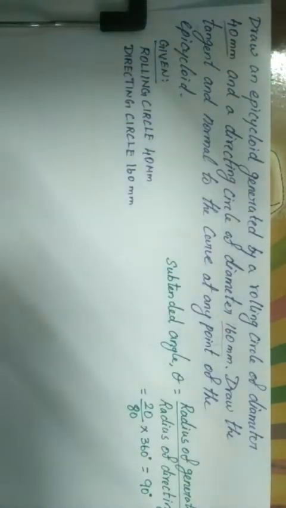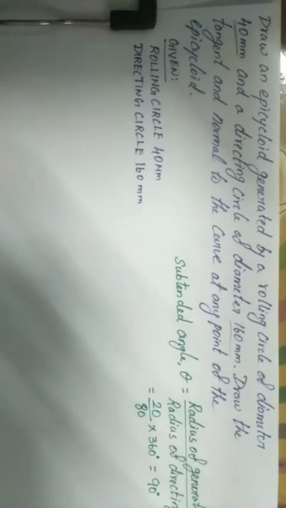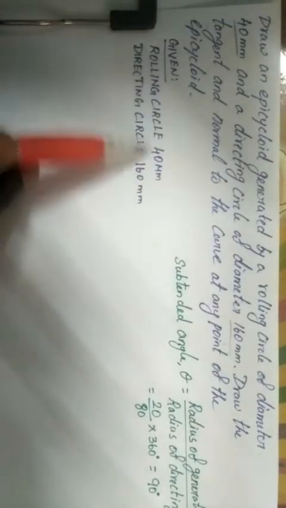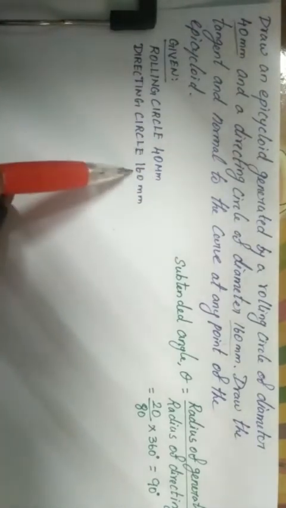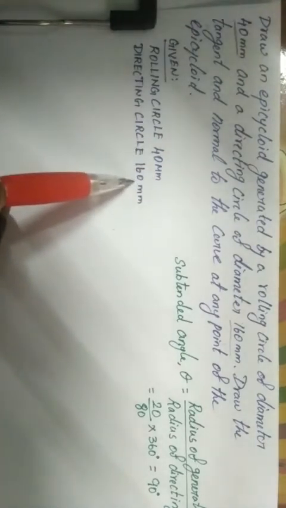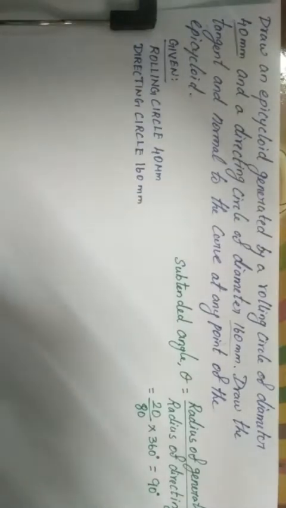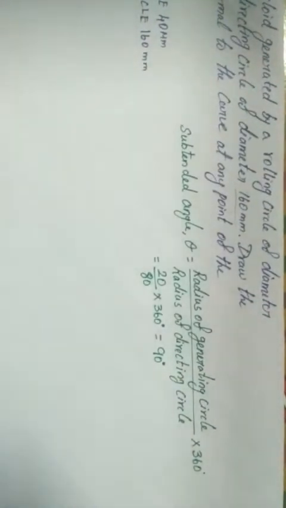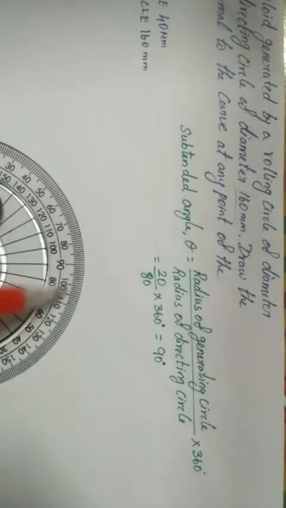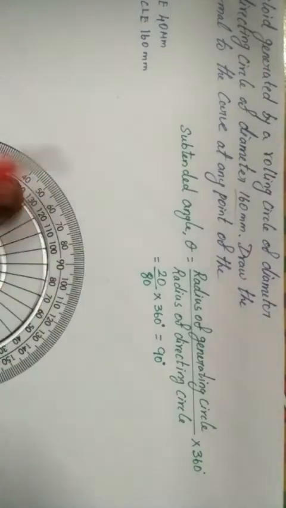Okay. So first we have to write the given data. The data available in the question is rolling circle diameter, which is 40 mm, and directing circle diameter, which is 160 mm. After this we have to find the subtended angle. Just now we saw that we start from 50 and it ends at 145. So what will be the displacement of this circle, the distance covered by the rolling circle over this directing circle? We have to find this inclination.